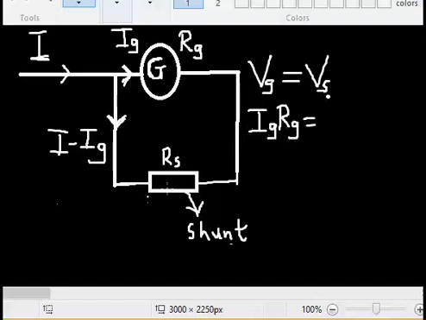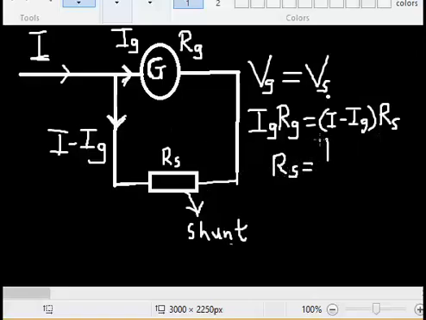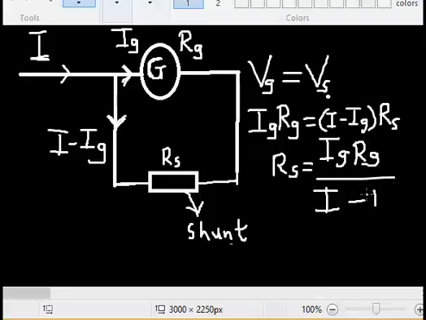Then for the shunt, the current through the shunt is I minus Ig, in bracket, multiplied by the shunt resistor, which is what we're looking for. From this relationship, I can conclude that the shunt resistance needed for this conversion is Ig Rg divided by I minus Ig. So this is the formula in case you see this in an exam.